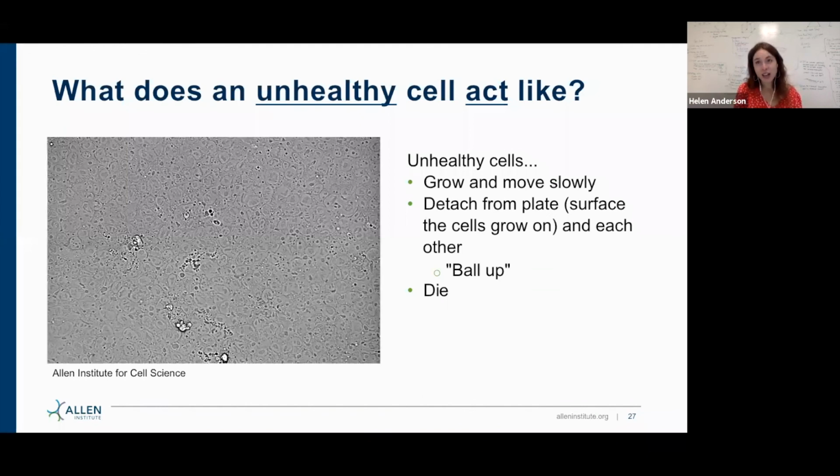An unhealthy cell might grow and move more slowly, may detach from the plate, that surface that we grow the cells on, and may detach from its neighbors, causing that balled up look, causing the cells to become more isolated. And ultimately, unhealthy cells may die.